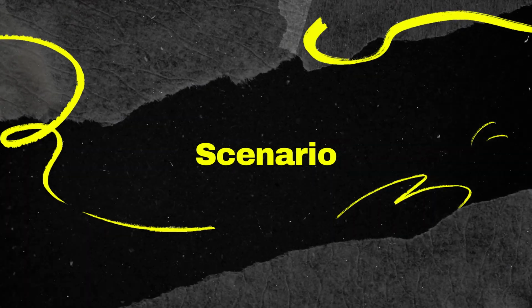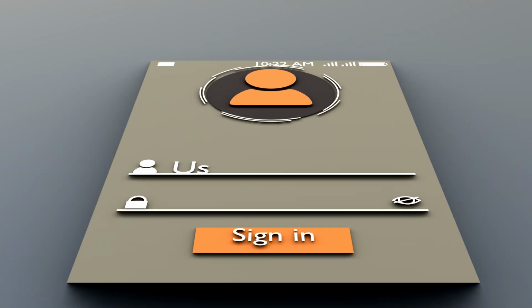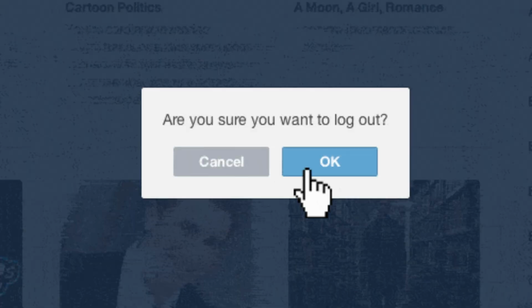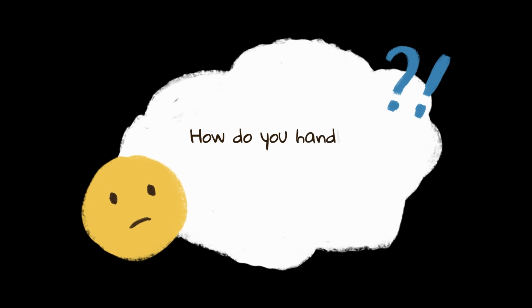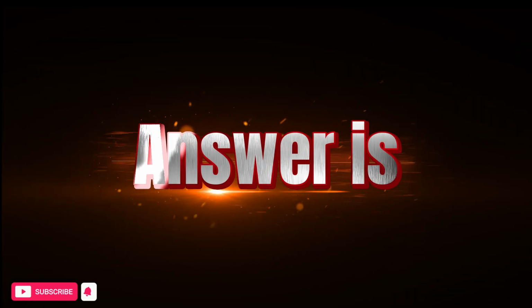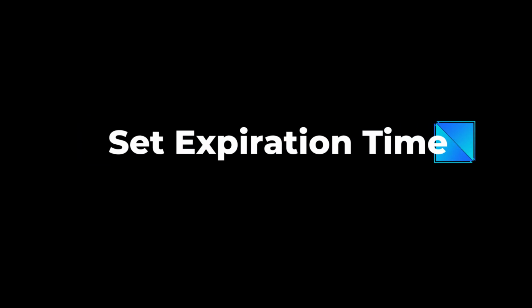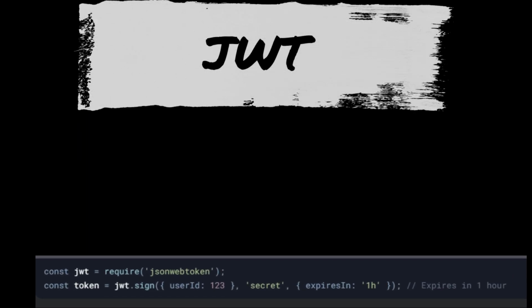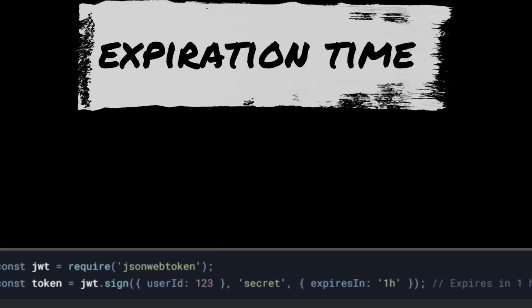Scenario. Users are suddenly logged out, and they don't know why. Turns out, your JWT tokens expire too soon. Question. How do you handle JWT token expiration properly? Answer is: set expiration time. When creating a JWT, set an expiration time, exp, to ensure the token is valid only for a limited period.